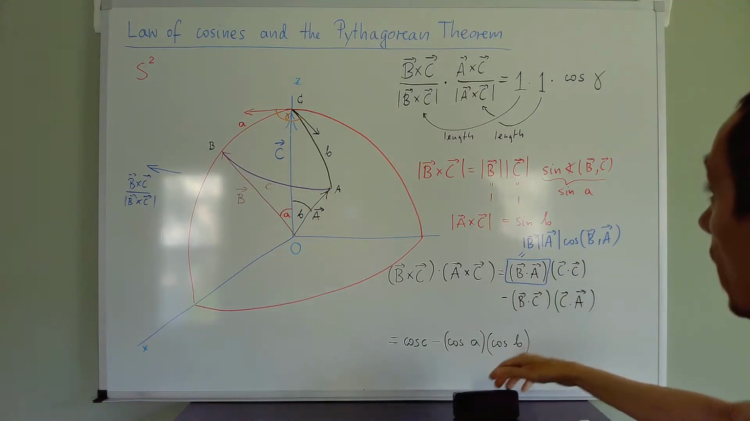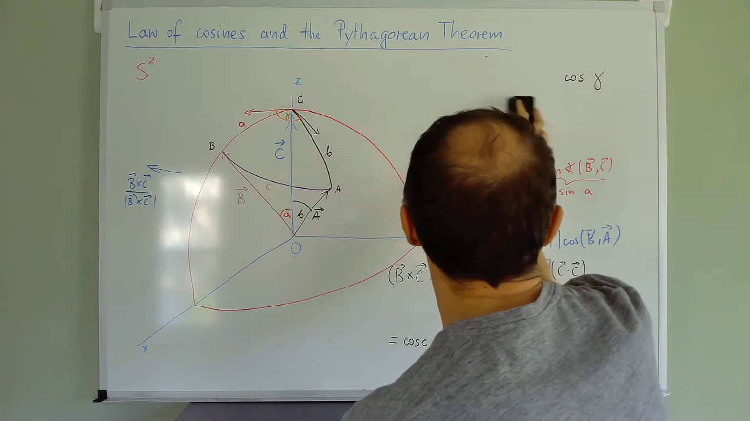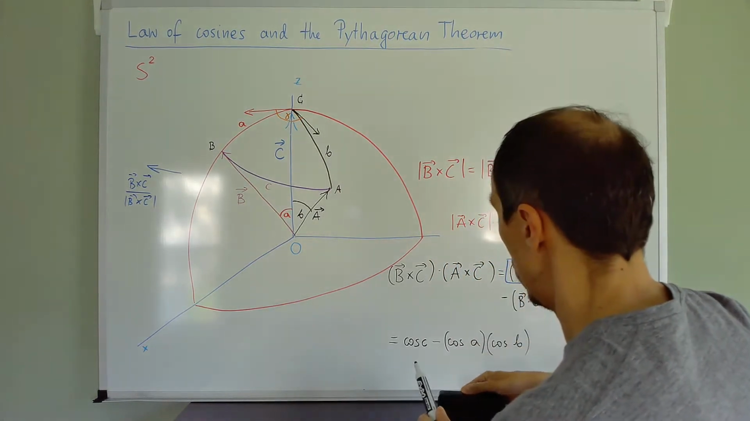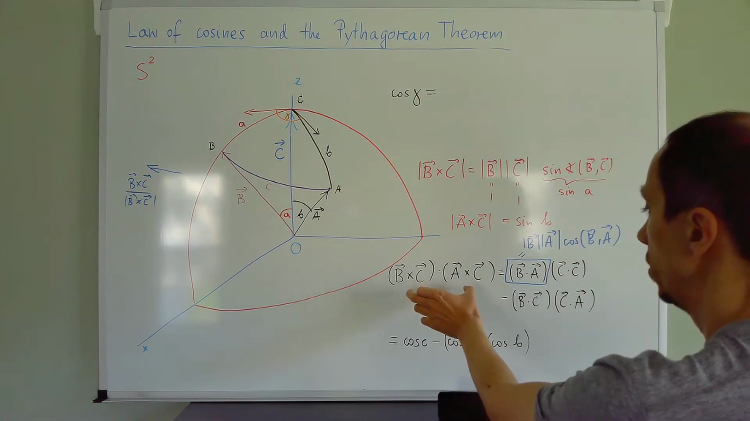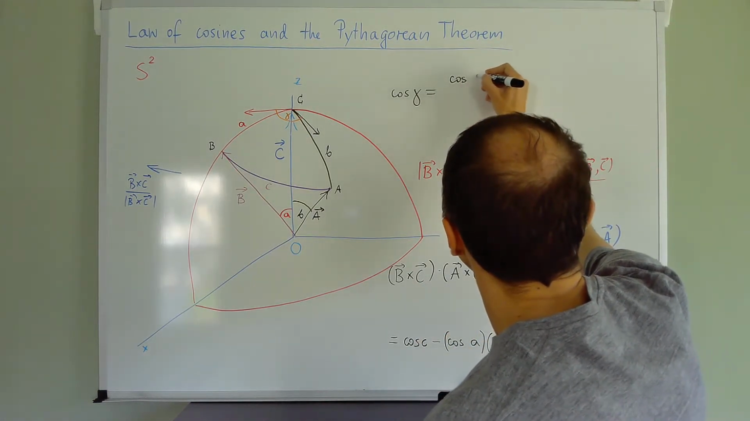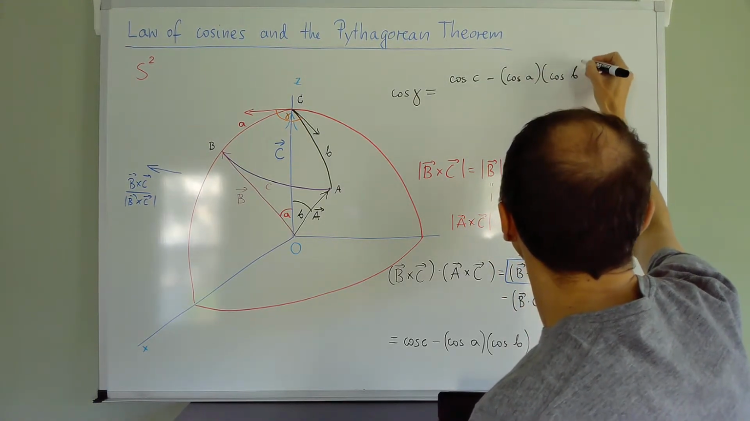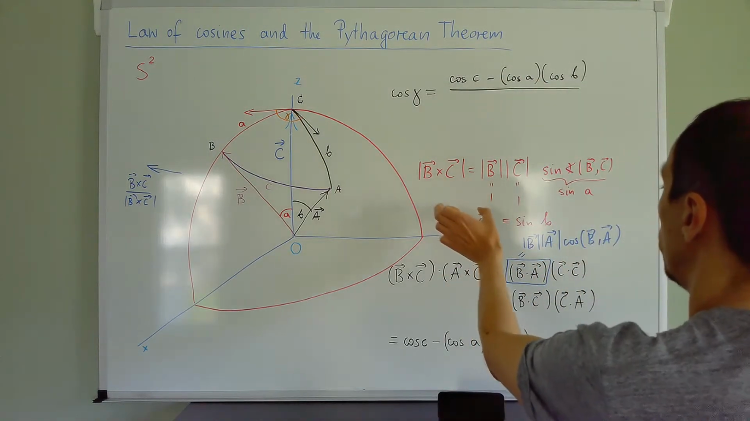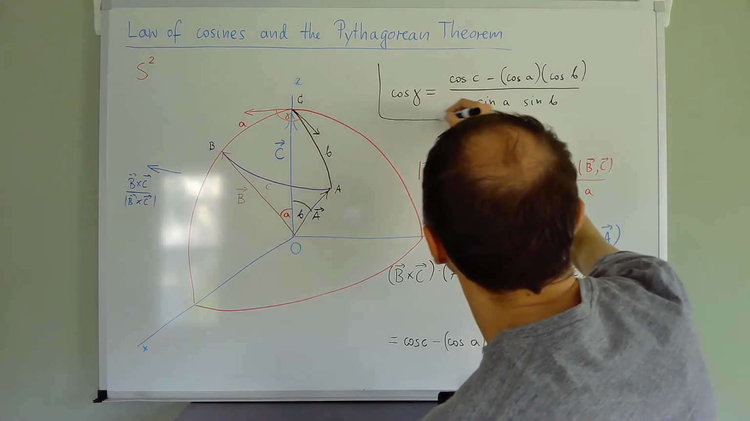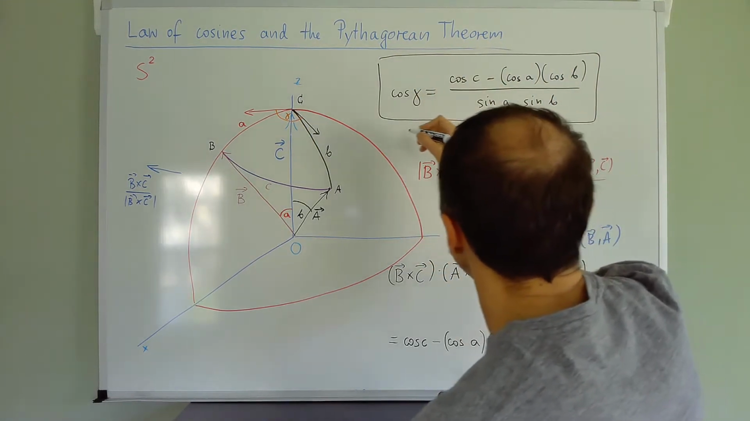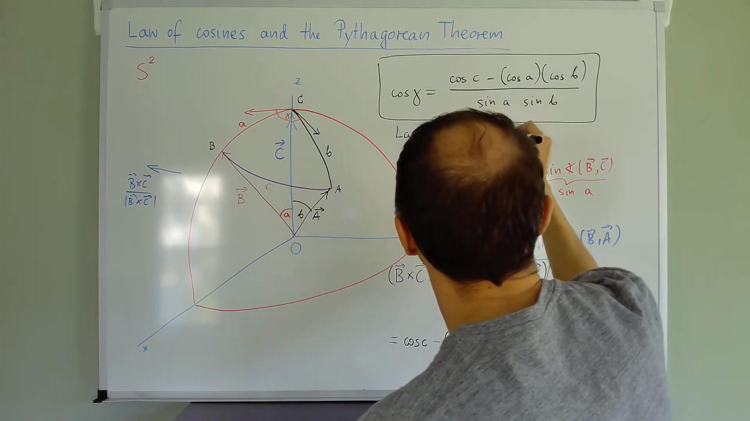Okay, and putting it all together, we have our formula. So, cosine of gamma, it was, these two are in the numerator, so that's cosine C minus cosine A cosine B divided by the length of these two vectors, that was sine A sine B. This is the law of cosines on a sphere.